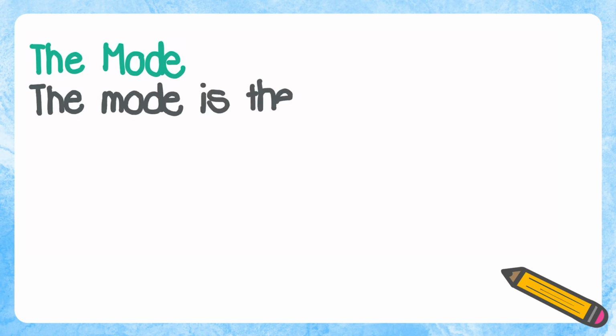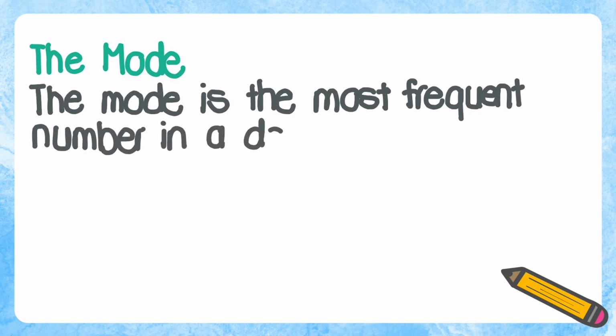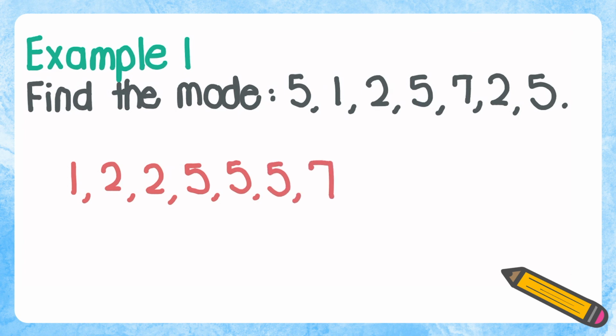And lastly, let's talk about the mode. So the mode is the most frequent number in a data set. So basically, it's the number that you see the most in a data set. So let's jump into our first example here. So I usually like to reorder the numbers from least to greatest anyway, because it gives me a better idea of which number pops up the most often. So that's what I'm doing right here. And I notice that 5 pops up 3 times right here. It's the most frequent number, so I know that the mode here is 5.